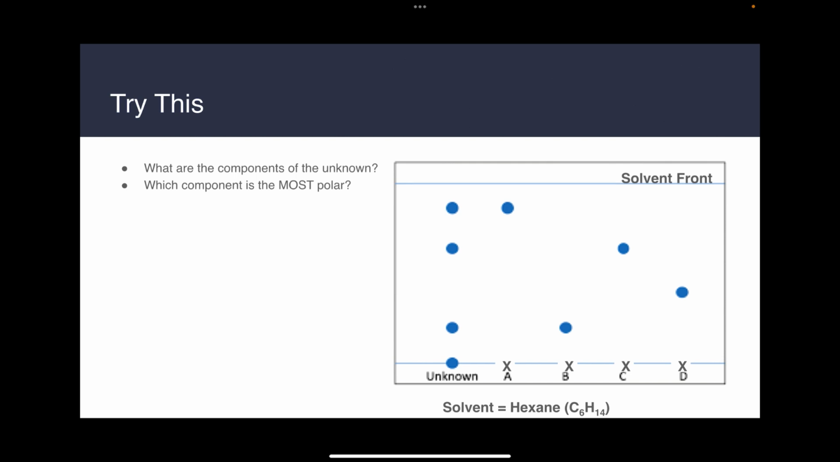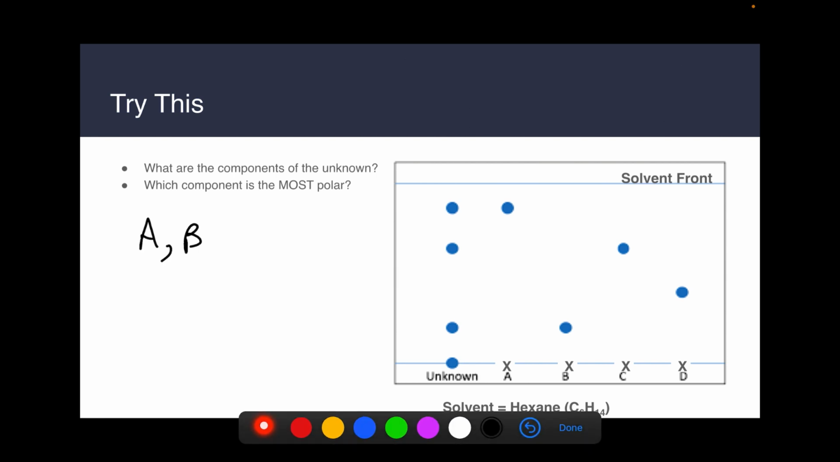Welcome back. What you should have determined is that this unknown contains components A, B, and C, but not D. We can tell this because you can see that the unknown had a component that traveled just the same distance as A, a component that traveled just the same distance as B, and a component that traveled just the same distance as C, but no component that traveled the same distance as D.